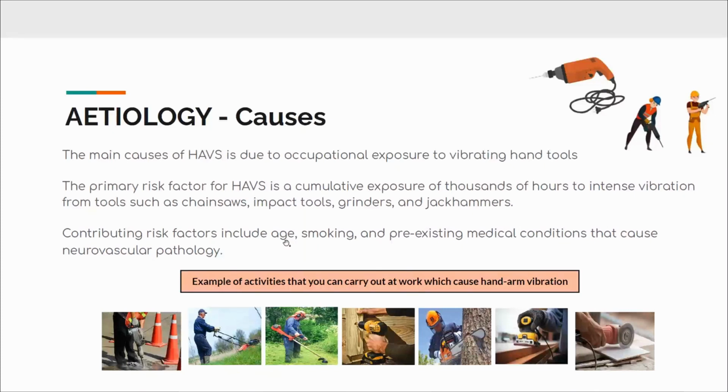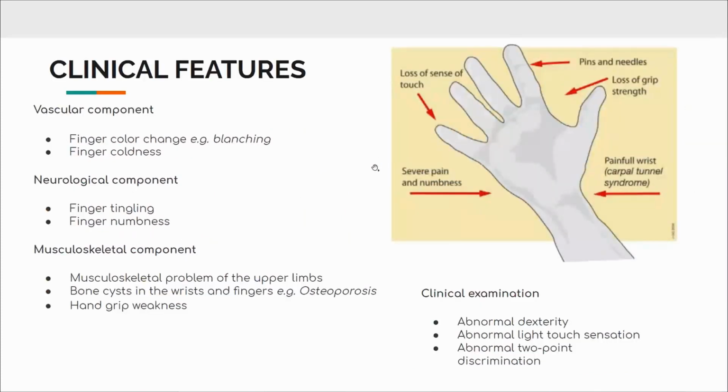The other contributing risk factors could also include age, whether you are a heavy smoker or not, and pre-existing medical conditions that could cause or lead to neurovascular pathology. Next, I pass to Hasana.